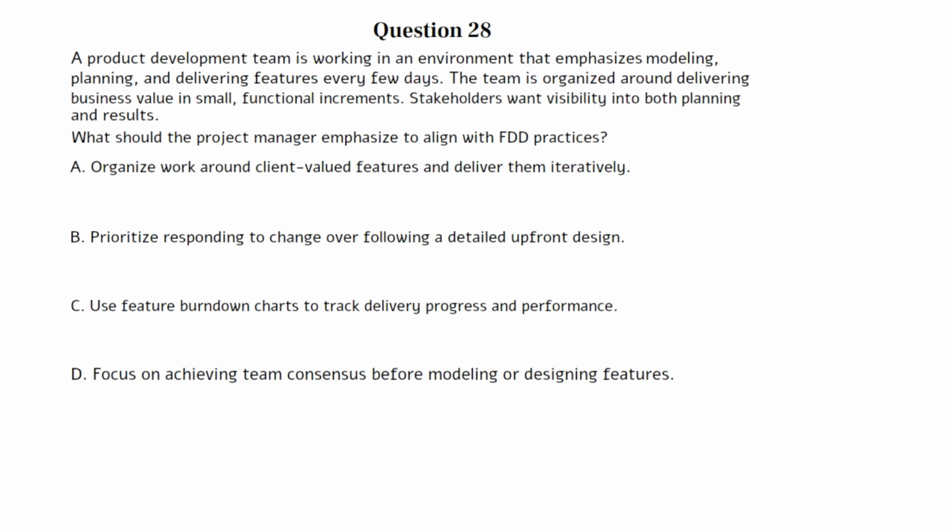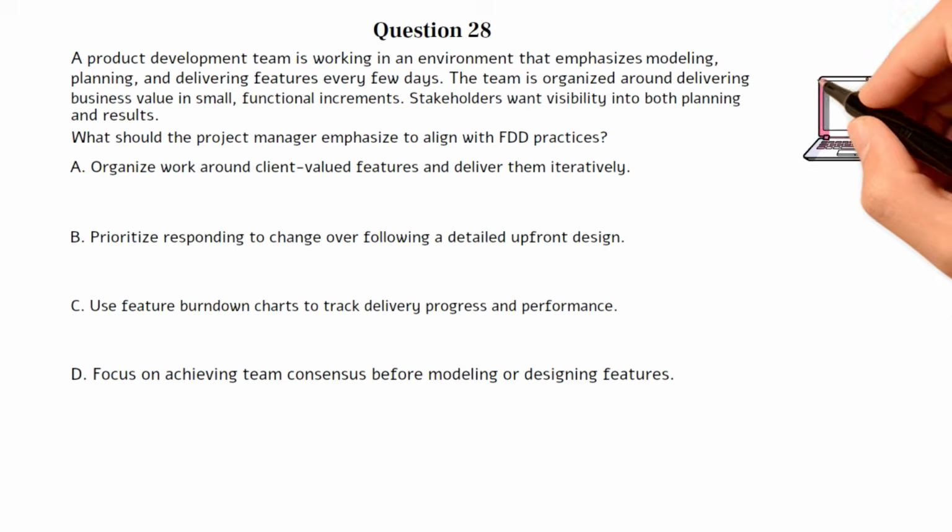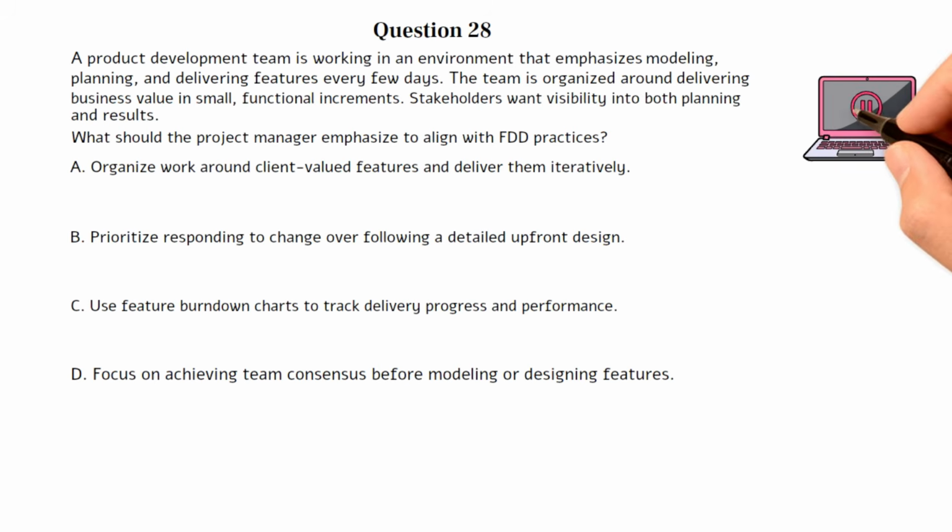A. Organize work around client value features and deliver them iteratively. B. Prioritize responding to change over following a detailed upfront design. C. Use feature burndown charts to track delivery progress and performance. D. Focus on achieving team consensus before modeling or designing features. You can pause the video here if you need more time to work on the question.